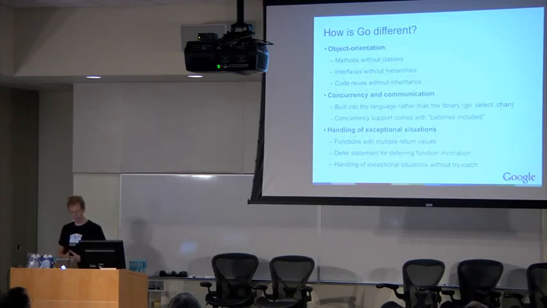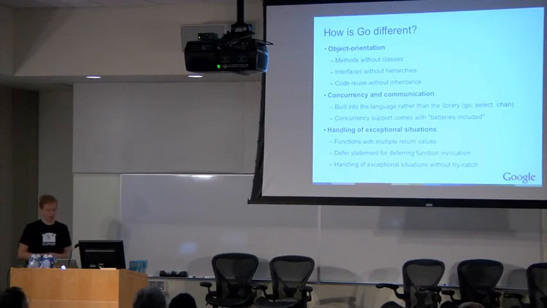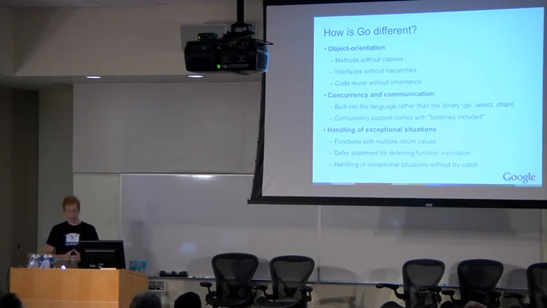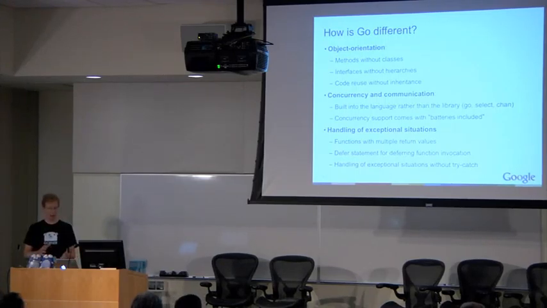So how is Go different? I'm going to talk about these three aspects: object orientation, the concurrency model, and handling of exceptional situations, because I think these are three parts that are implemented in Go in a different way than in other languages.